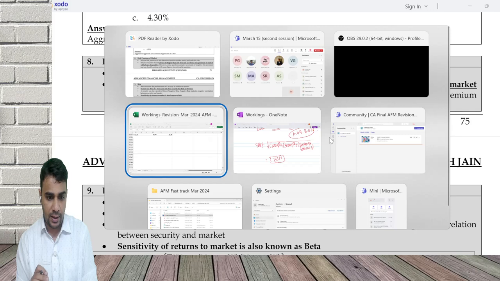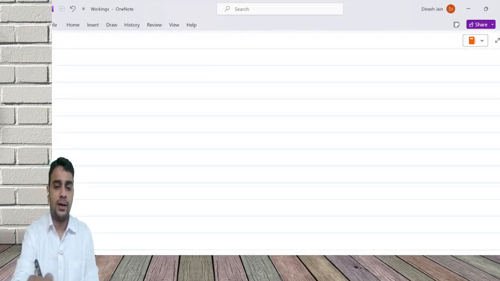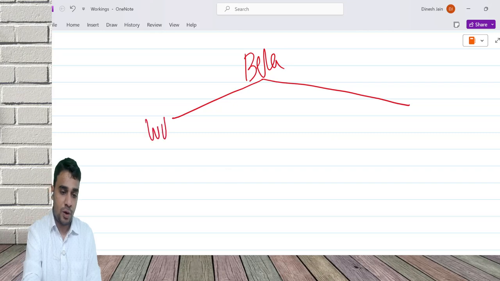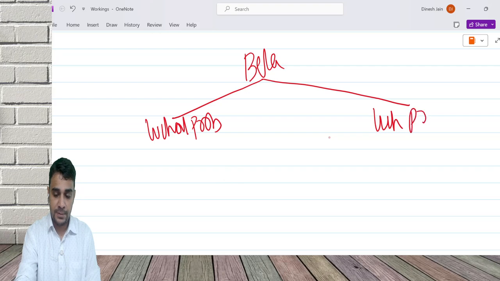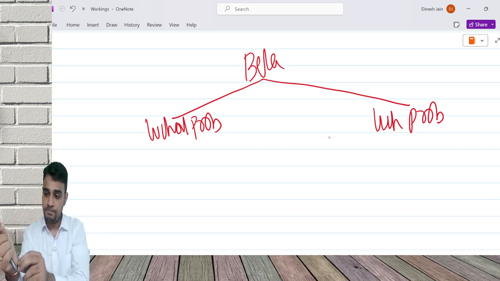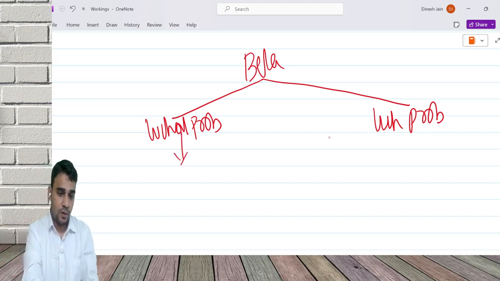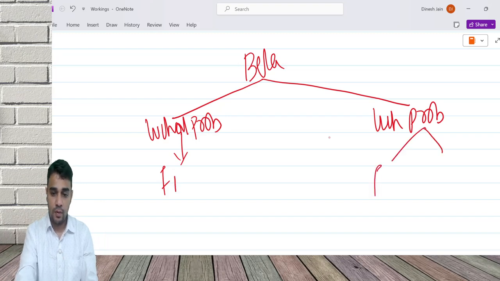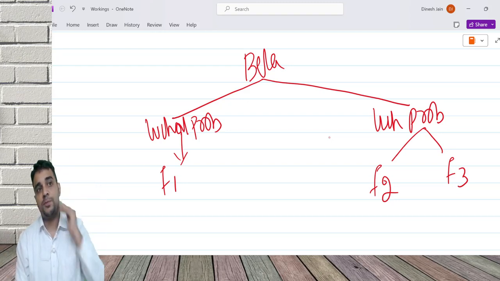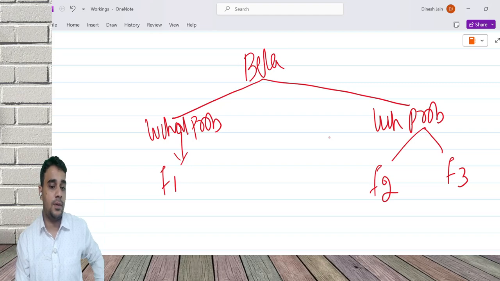Now write this part alone. It is there, but still I would want to write it like this. Beta splits into 2: without probability and with probability. Formula 1, Formula 2, Formula 3. If it's with probability, I'll be using Formula 2 or Formula 3. And without probability, I'll be using Formula 1.